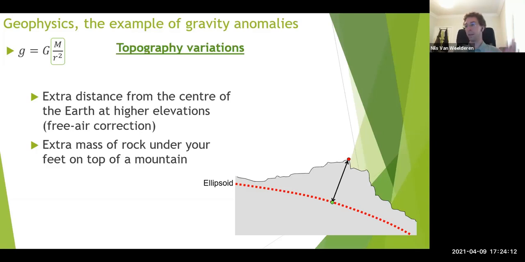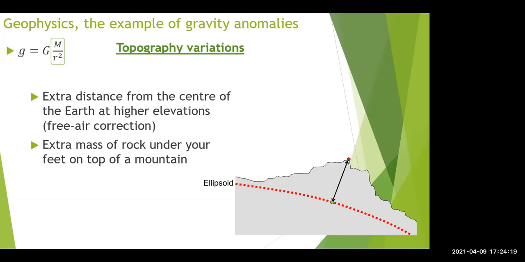And this is called a free air correction, by the way, if anybody asked. But then you have also a whole mountain underneath your feet. So if I was to throw a ball on top of a mountain, it would take a fraction of a second longer for the ball to come back down and hit me in the face.